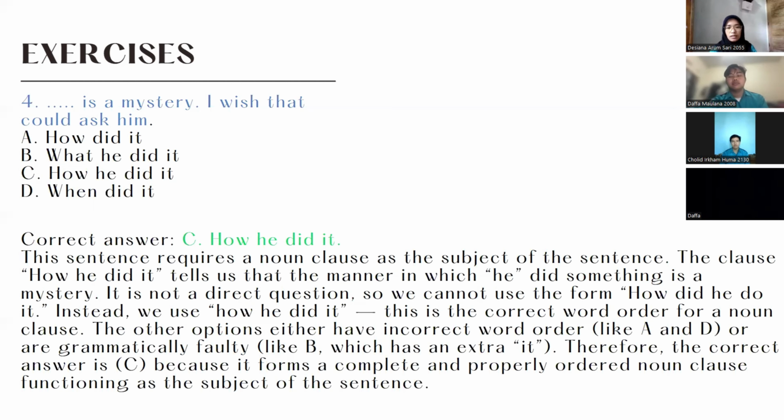This sentence requires a noun clause as the subject of the sentence. The clause "how he did it" tells us that the manner in which he did something is a mystery. It is not a direct question, so we cannot use the form "how did he do it." Instead, we use "how he did it." This is the correct word order for a noun clause. The other options either have incorrect word order, like A and D, or are grammatically faulty, like B, which has an extra "it." Therefore, the correct answer is C, because it forms a complete and properly ordered noun clause functioning as the subject of the sentence.